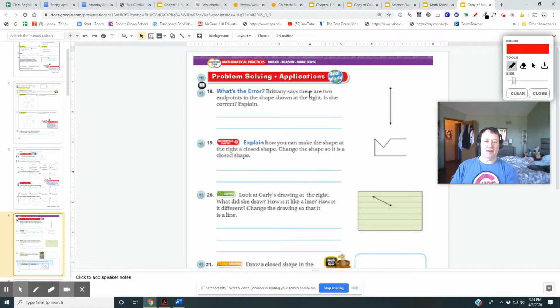Brittany says there are 2 endpoints in the shape down at the right. Is she correct? Explain. What's the error? Now, error means that there's something wrong. So she is wrong because there's only one endpoint, which is right here. This shows that it is a line that will go on forever. So the arrow pointing tells us that it's a line that will go on forever.